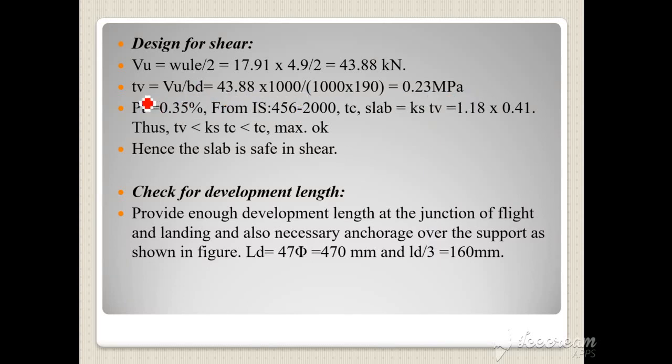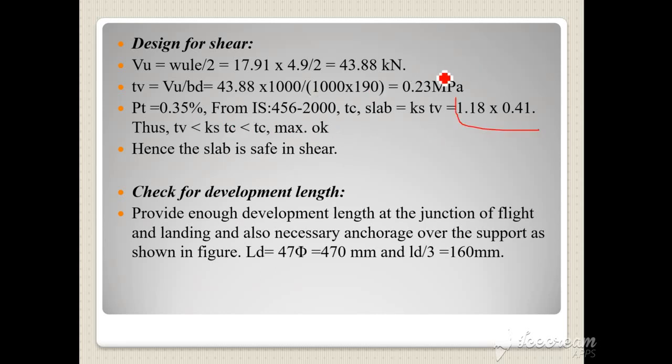So pt we have provided is 0.35%. From IS 456:2000 we have to find tau C for the slab, and K tau C, where K is 1.18 into 0.41. This value is calculated using pt 0.35% and tau C from IS 456:2000. So tau V is less than K tau C. Tau C is 0.415, and K tau C is this.